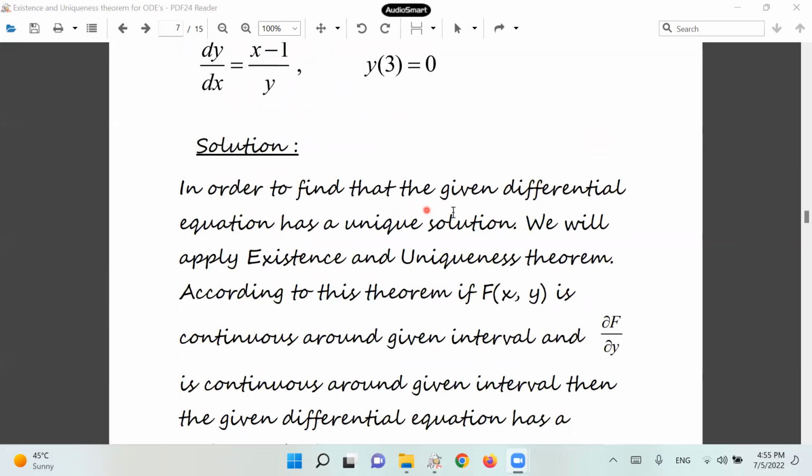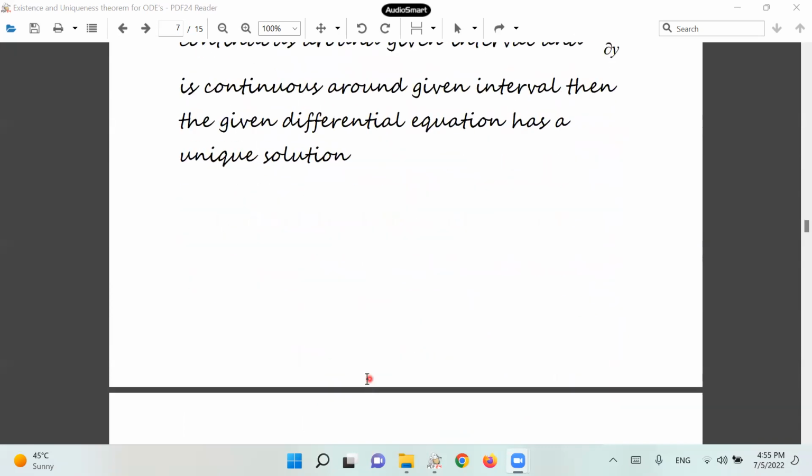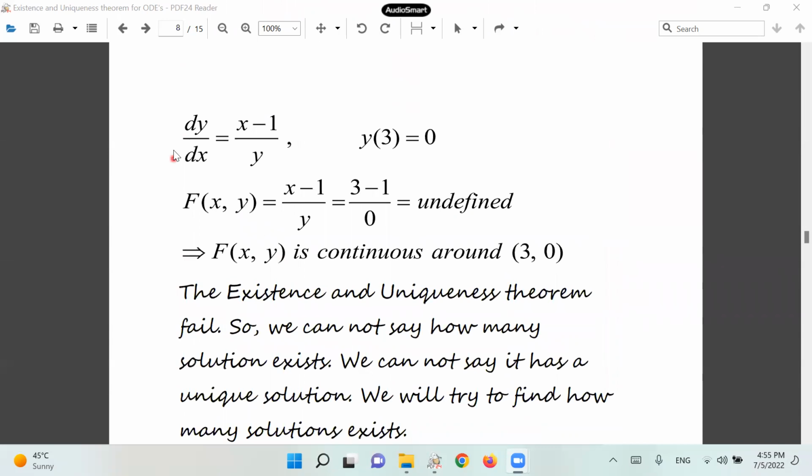In order to find whether the given differential equation has a unique solution, we will apply the existence and uniqueness theorem. According to this theorem, if f of x and y is continuous around the given interval and partial f over partial y is also continuous around the given interval, then the given differential equation has a unique solution. So first we will check the function, whatever the differential equation, we put it equal to f of x and y equals x minus y over x minus 1 over y.